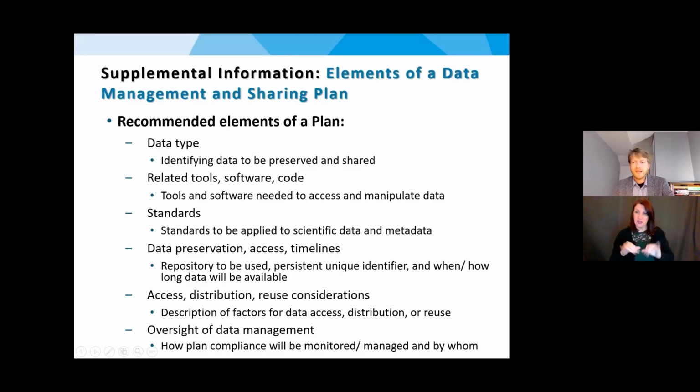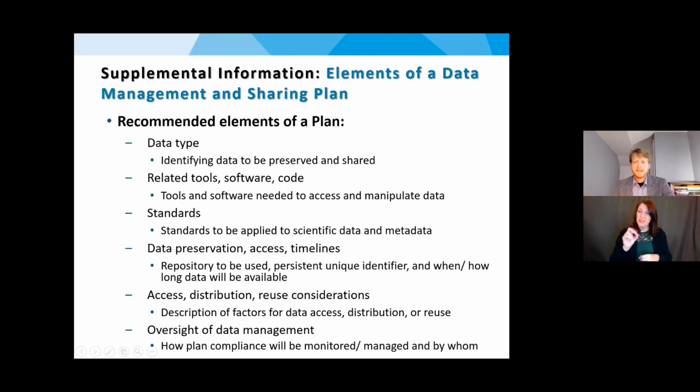Plans should also provide detail on data preservation, access, and associated timelines. And this is where the selected repository can really be indicated, and should include information on how data will be made findable and accessible, including through the use of persistent identifiers, which is something we're very interested in seeing people use more of, and may be closely related to the features of the repository itself that you've chosen for the project.